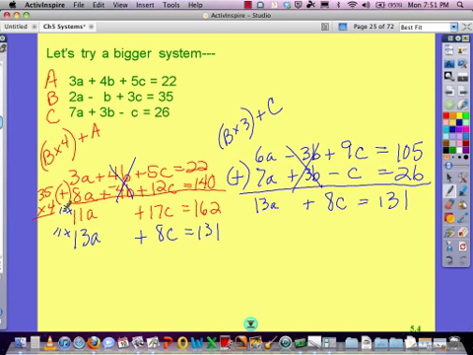But I could do that, and then I could eliminate the A's. Be careful how you do that. Are you going to add or are you going to subtract? Remember, if they're opposites, you should be adding. If they're exactly the same, you should subtract to eliminate.